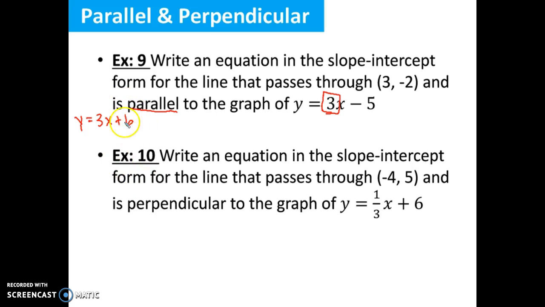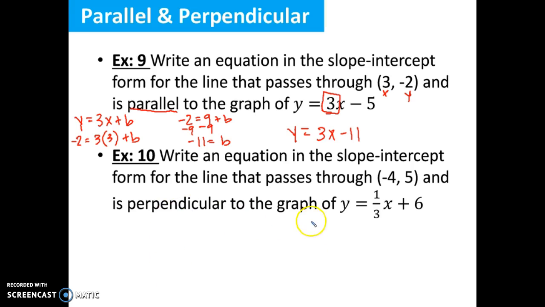Now I have to find this y-intercept using this point 3, negative 2. So I'm going to temporarily plug these in as x and y to figure out what b is and then rewrite my equation. So I've got y is negative 2 equals 3 times x is 3 plus b. So that's negative 2 equals 9 plus b, subtract 9. So then b equals negative 11. So y equals 3x minus 11.